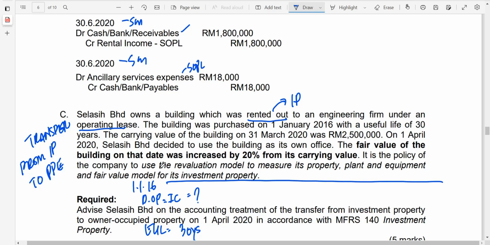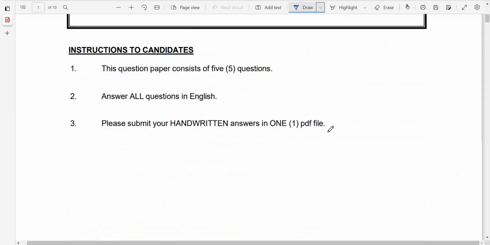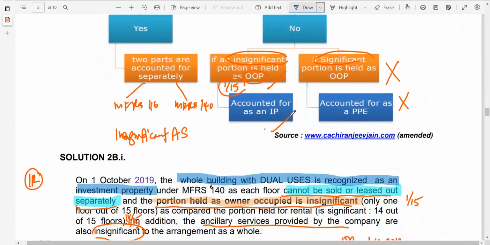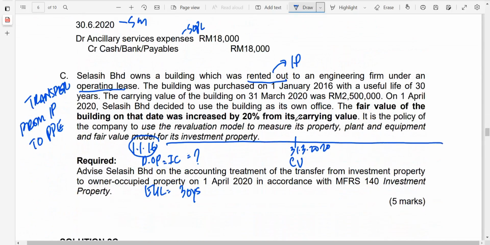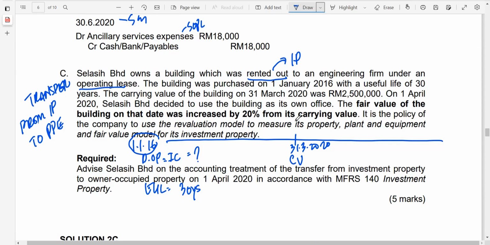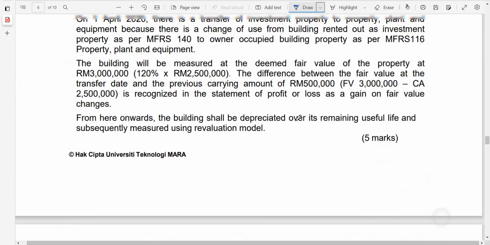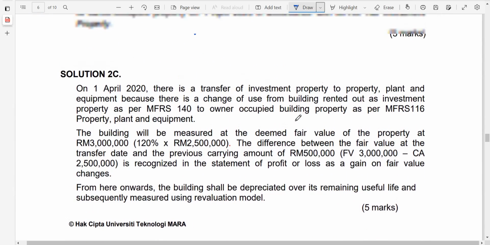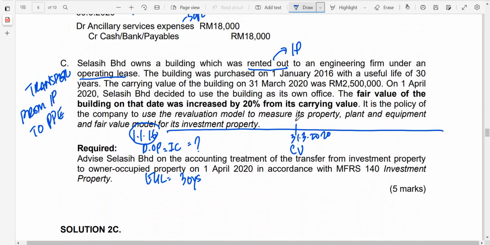Then on 31st of March 2020, you were informed that the carrying value of the building, which was purchased on 1st of January 2016, the carrying value now is, sorry about that, just go back to the question. Okay, let's go. Oh yeah, so the carrying value here is 2.5 million.